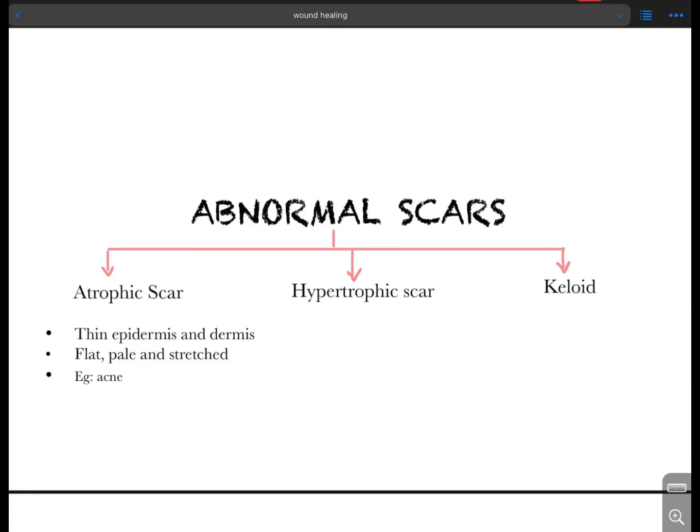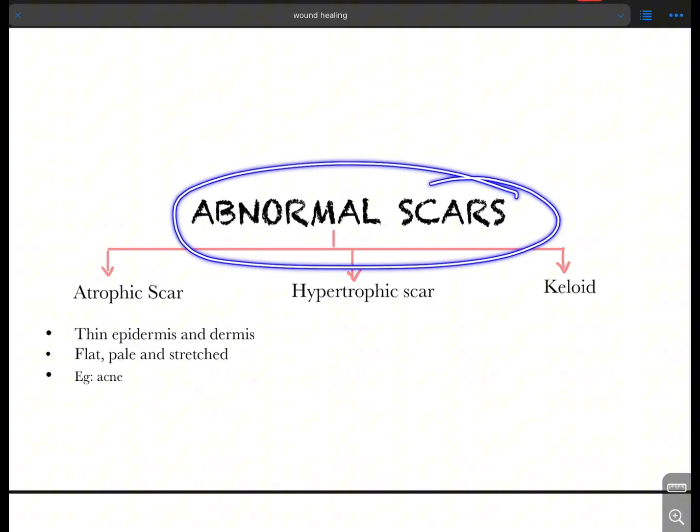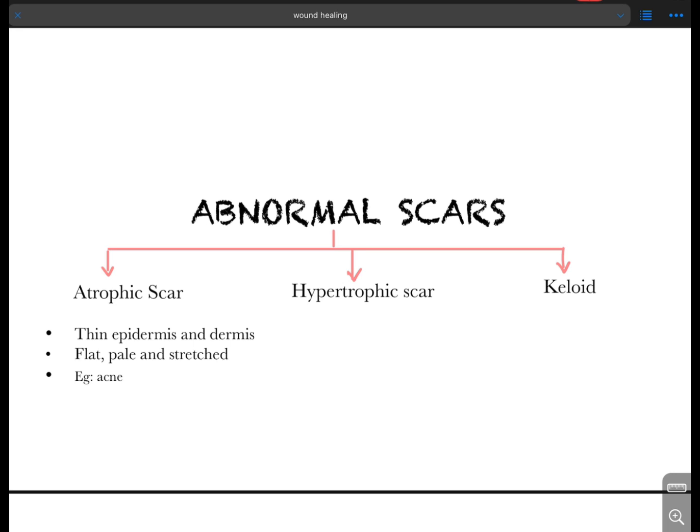Hello everyone. So today let's talk about abnormal scars. Scar formation is a normal part of wound healing, and there are three main types of abnormal scars: atrophic scar, hypertrophic scar and keloid. First, let's start with atrophic scar.